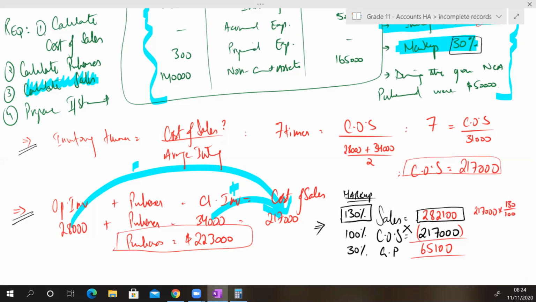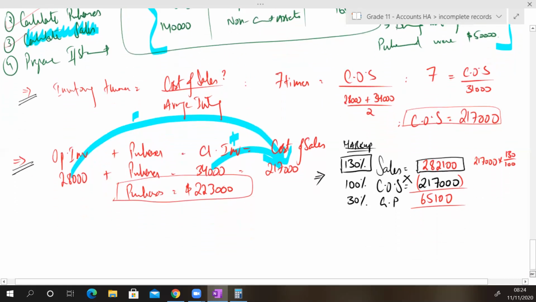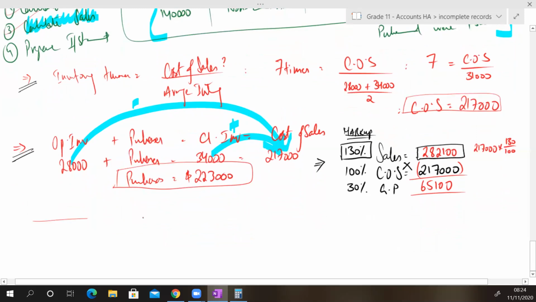ठीक है जी. तो आपके पास कॉस्ट ऑफ सेल आ गया, ये आ गया, सेल्स आ गई. ठीक है जी. अब उसके बाद दो चीजें रह गई. वन इज एन एक्सपेंस अकाउंट, and the last one is depreciation.